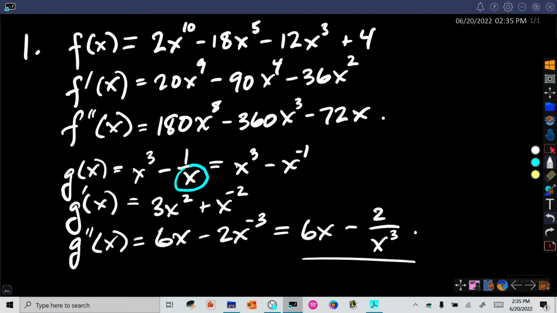All right, let's go ahead and do another one. Let's do this one. Suppose I've got y is equal to 3x squared minus the cube root of x squared.